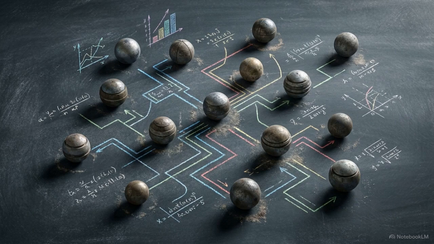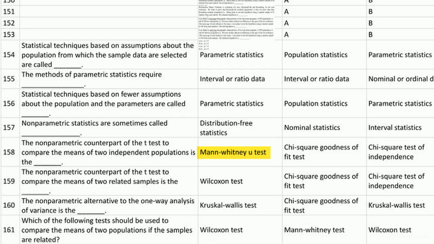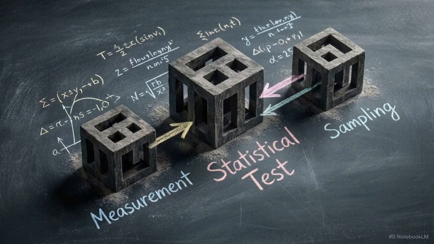The researcher must then use non-parametric or distribution-free statistics. These provide valid results even when population assumptions are not met. This involves specific tools like the Mann-Whitney U-test for independent samples, the Wilcoxon test for related samples, or the Kruskal-Wallis test for multiple groups. The choice of statistical test is not arbitrary. It is a direct consequence of measurement and sampling decisions made at the start of the pipeline.